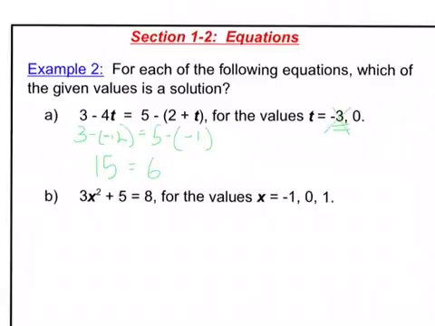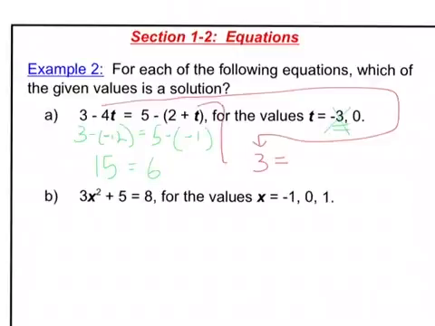If I plug 0 in, this side right here will give me 3 minus 0, which is 3, and then in this side, draw a line right there, 5 minus 2 plus 0, so that'd be 5 minus 2, which is also equal to 3, so we know 0 is a solution. So similar to plugging values in, just want you to see what works. All right, so go ahead and take a minute and work on B on your own.